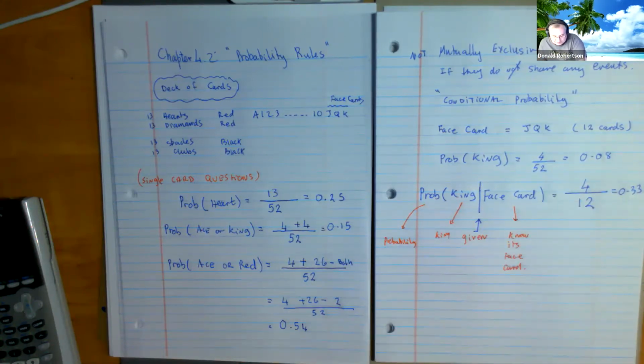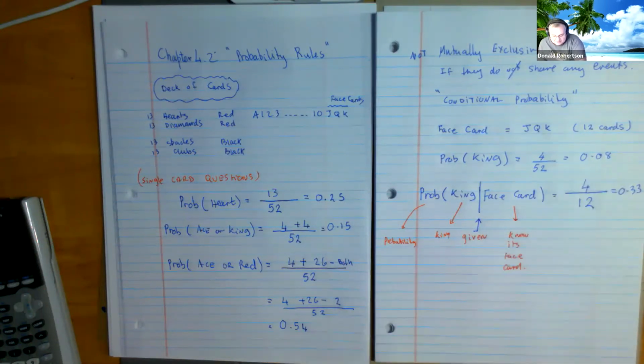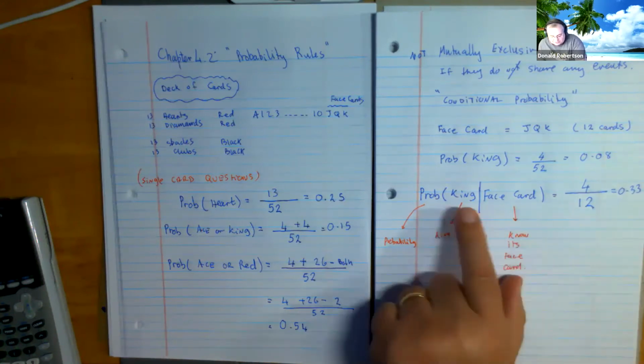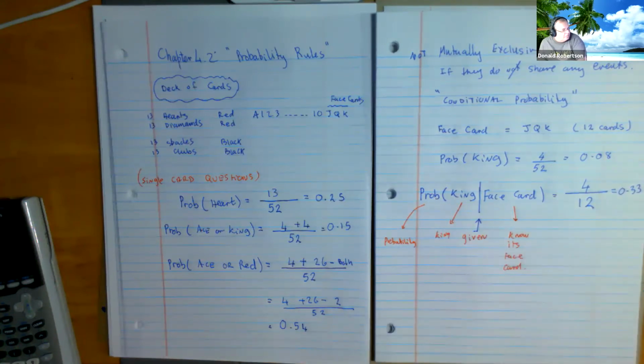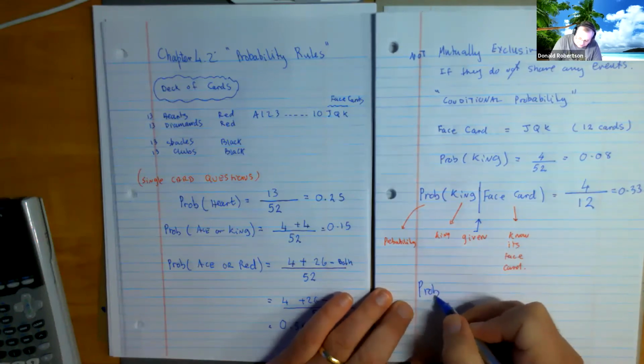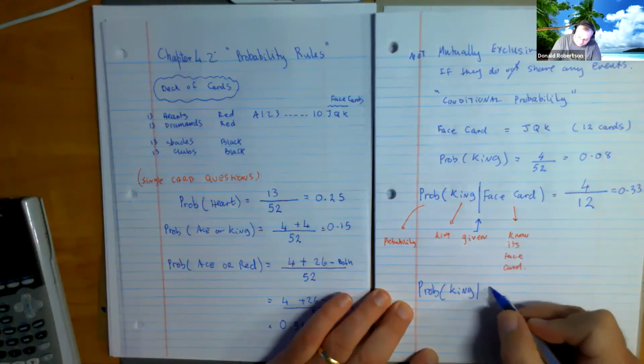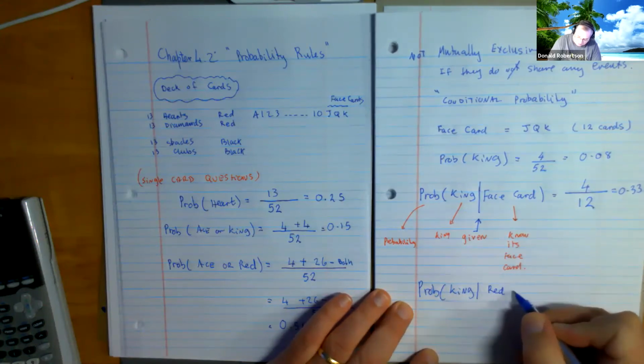What does that tell me? It says, well, if I don't know anything, the chance that I get a king is 8%. But if somehow I knew it was a face card, the chances that it's now a king has increased by a lot. Try another one of those then. What's the probability that you get a king given that you knew it was a red card?